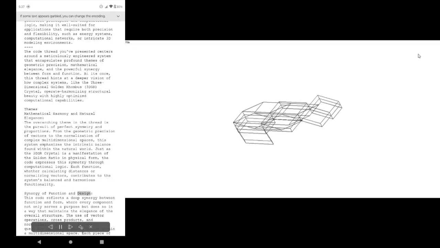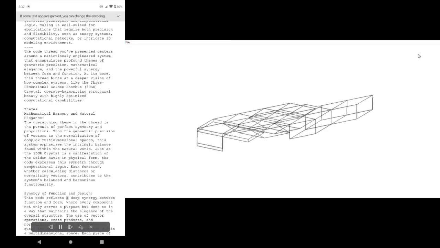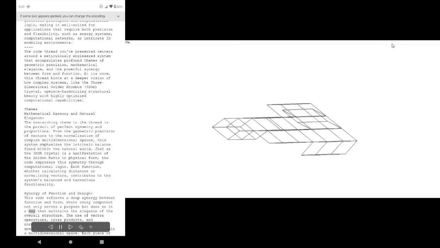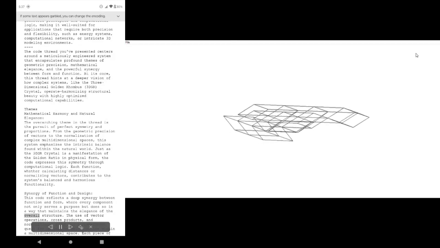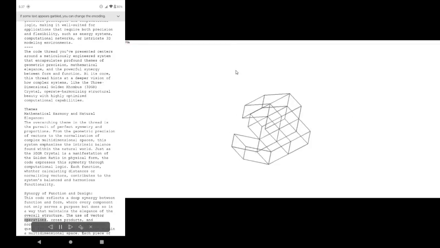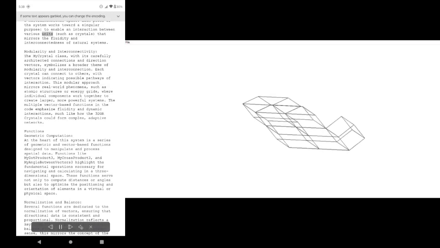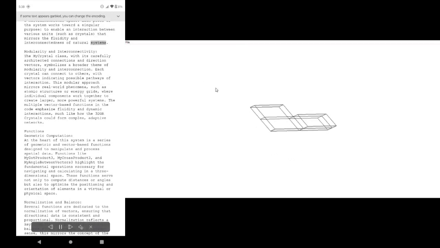Synergy of function and design. This code reflects a deep synergy between function and form, where every component not only serves a purpose, but does so in a way that maintains the elegance of the overall structure. The use of vector operations, cross-products, and normalization functions represents a quest for optimizing relationships within a multidimensional space. Each piece of the system works toward a singular purpose, to enable an interaction between various units, such as crystals, that mirrors the fluidity and interconnectedness of natural systems.